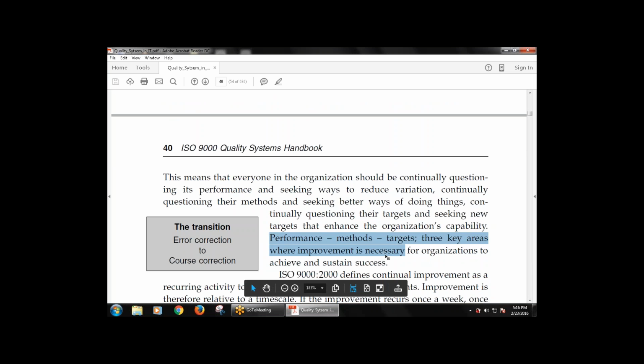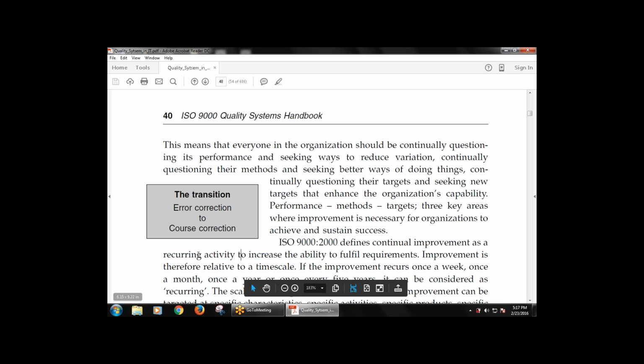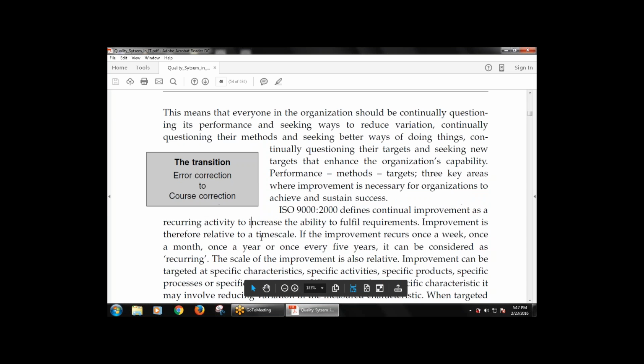Now performance, methods and targets: these are the three key areas where improvement is necessary for the organization to achieve and sustain success. ISO 9000:2000 defines continual improvement as a recurring activity to increase the ability to fulfill the requirement. So what are the various activities used to fulfill the requirement? These activities are a part of increasing the ability to fulfill the requirement.